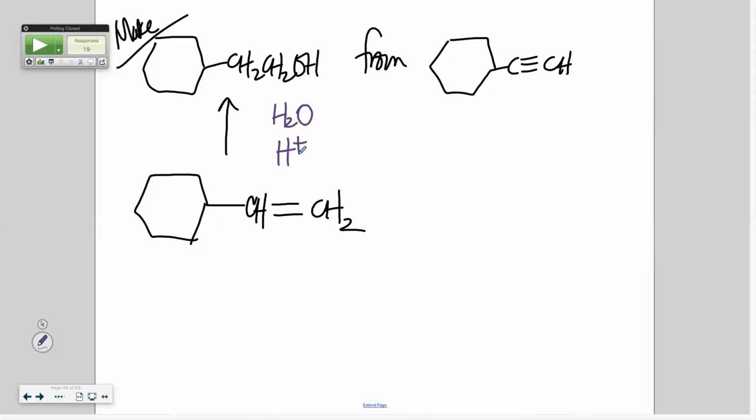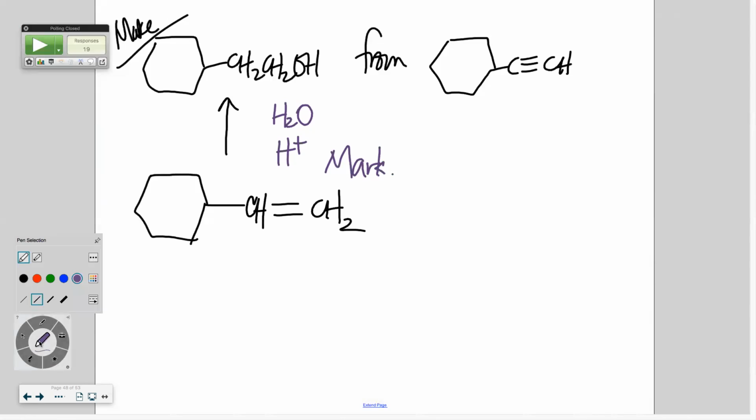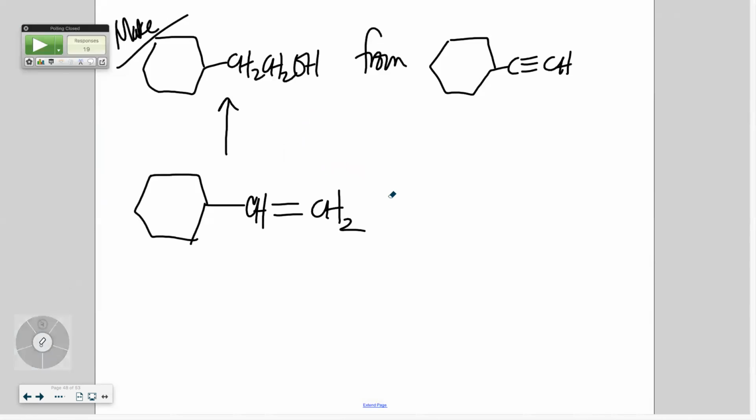What kind of addition is that? It's Markovnikov. So who's going to get the H? Okay. And then is that going to get the OH? No, it gets worse. It rearranges. Okay. So that ain't going to fly. All right. So you see that? All right. So how can we fix this? How can we fix that?